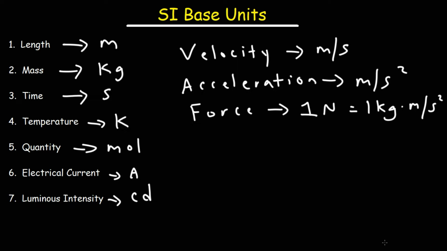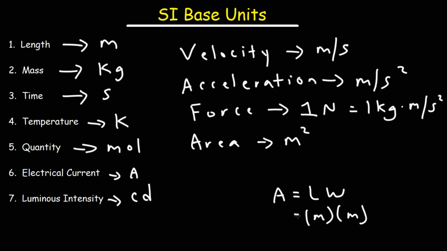Now we talked about length, which is in meters. Area is square meters. So think about if you have the area of a rectangle, it's length times width. The length of the rectangle can be measured in meters. The width can also be measured in meters. When you multiply meters by meters, you get square meters.